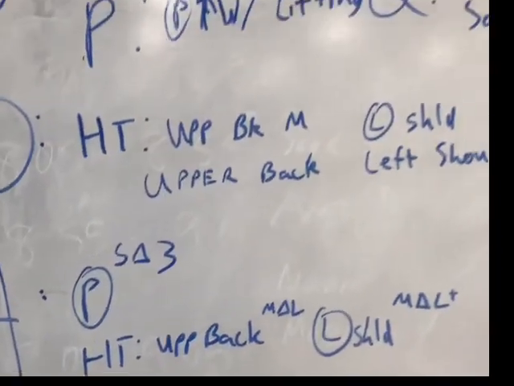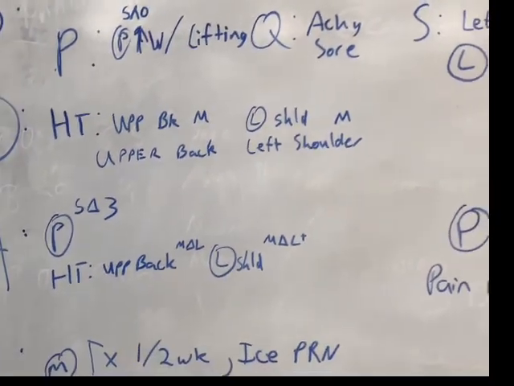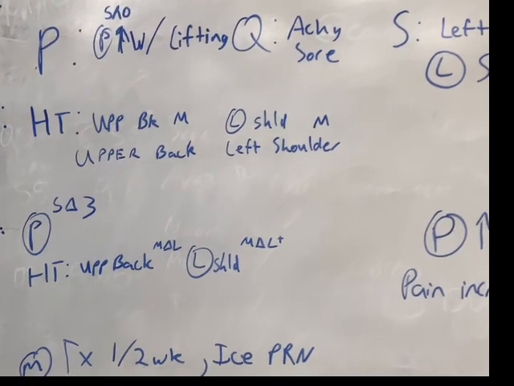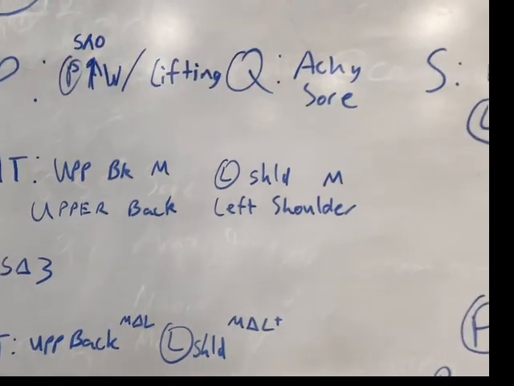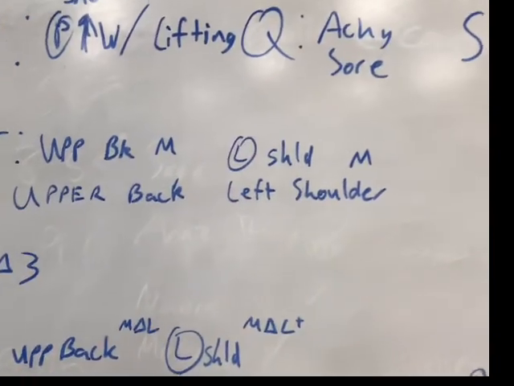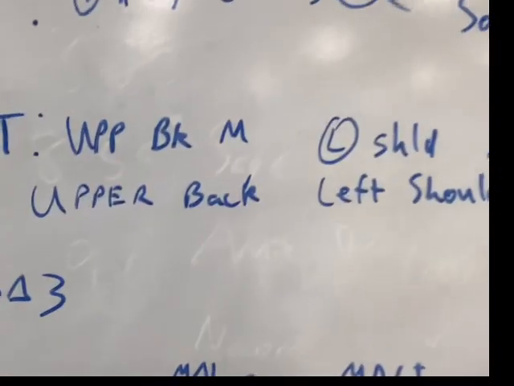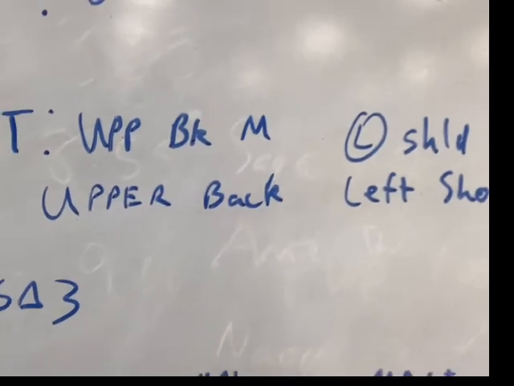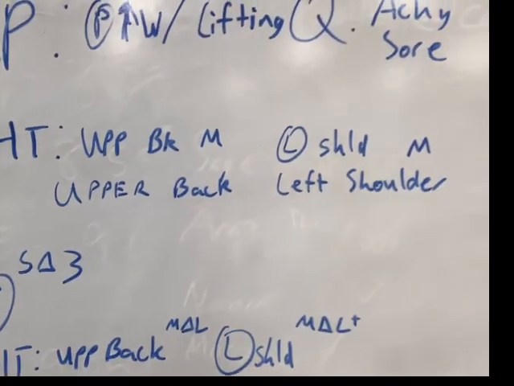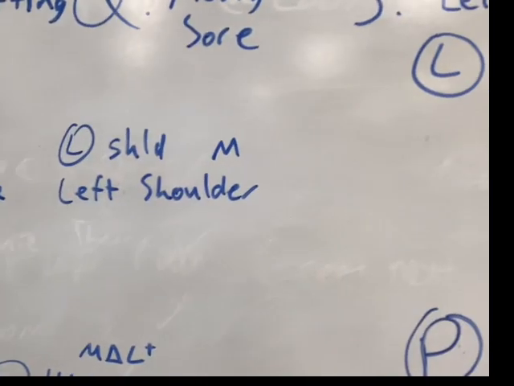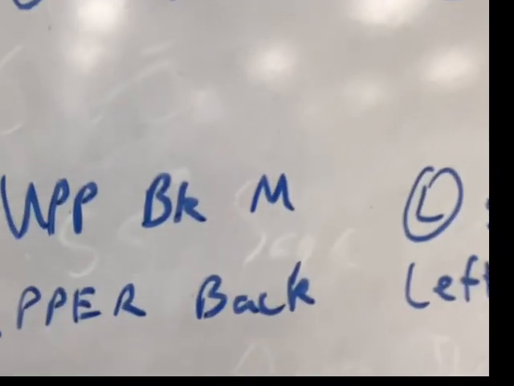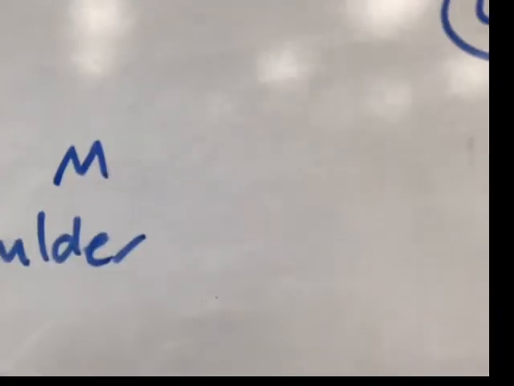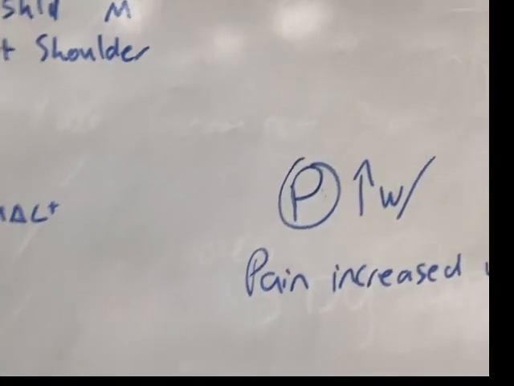For O, if your SOAP chart has a diagram, you can go ahead and make the 3 dash marks for hypertonicity. Just write hypertonicity, the upper back. I wrote it twice, once in the abbreviation and once fully written out. You can use the abbreviation or you can write it all out if you want. And then in the left shoulder, I put a moderate hypertonicity for both those things.